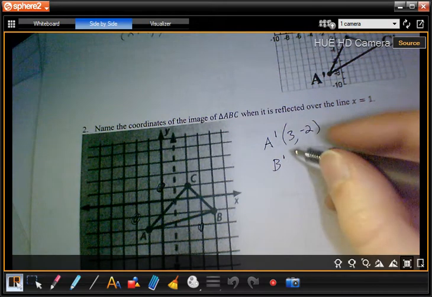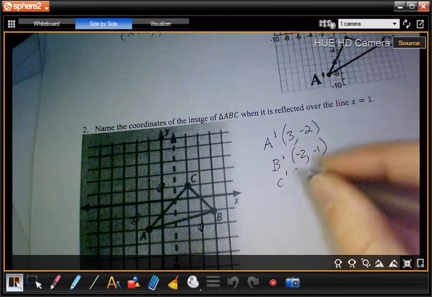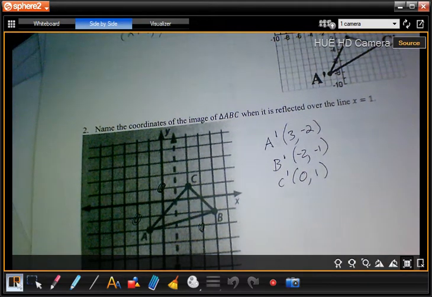We have image A is now 3, negative 2. Image B is negative 2, negative 1. And image C is 0, 1. I reflected across the line, so it changed my points to those. Now, I know the line is at negative 1. Don't measure from there. Always measure from 0, 0.